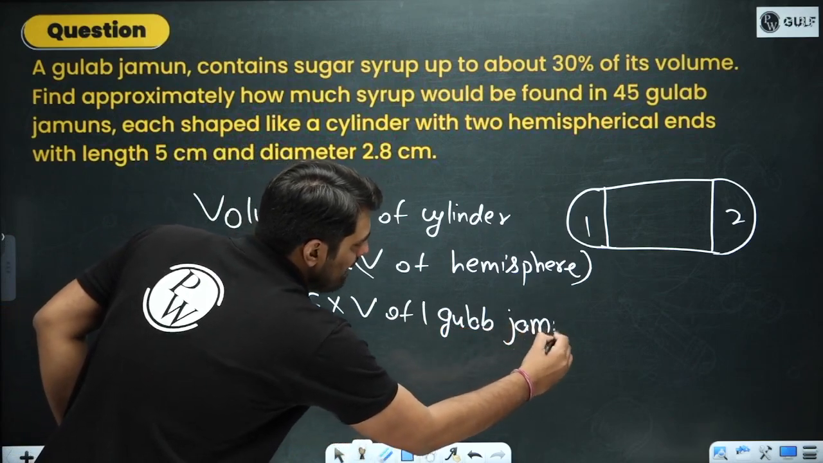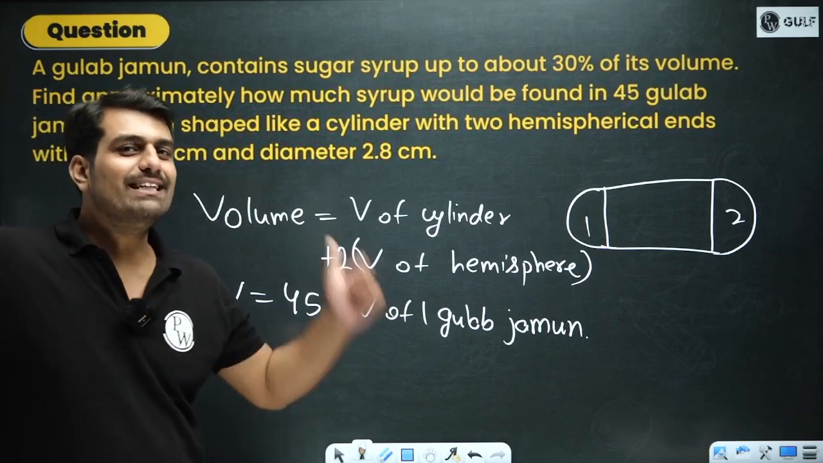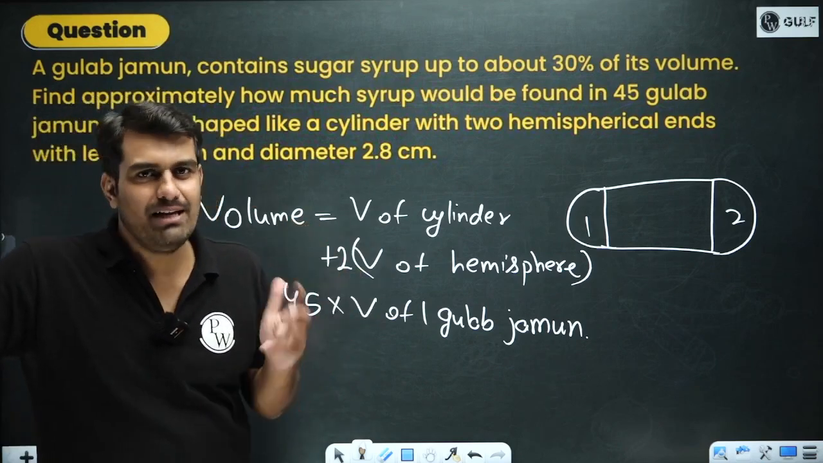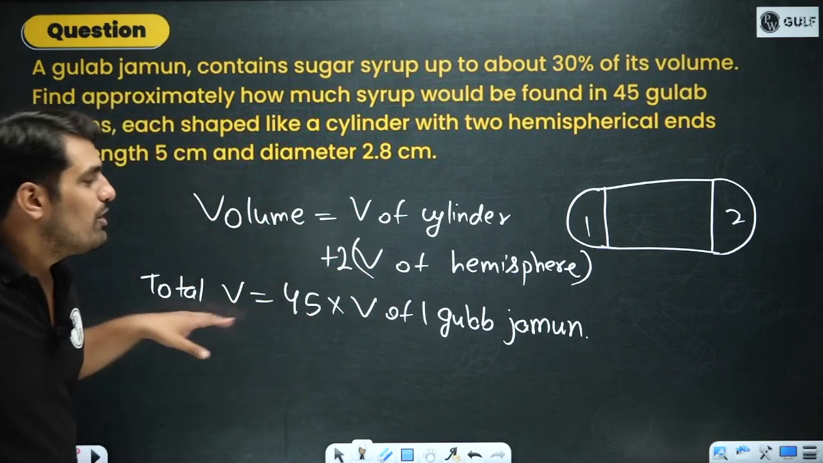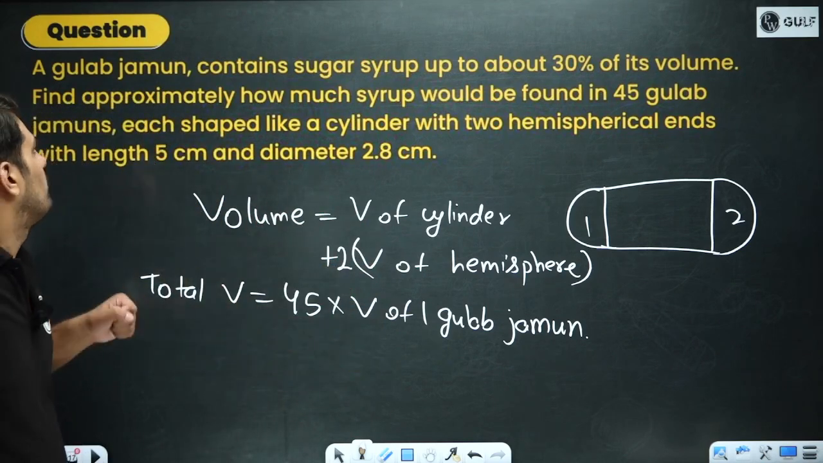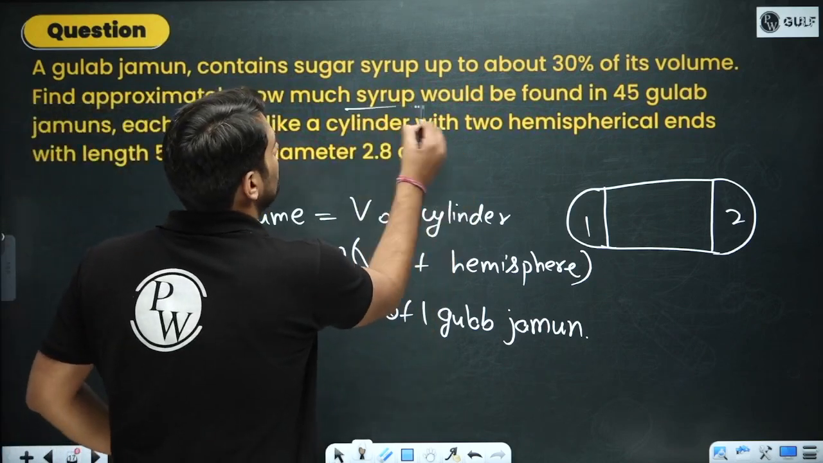And this all would be happening if you have read the question carefully. Each and every time I was reading the question, but in this case I haven't read it because I know the question. I believe you would have read the question by now. Now, they are not interested in the volume of 45 gulab jamun. They are interested in what? They are interested in the part of the sugar syrup.